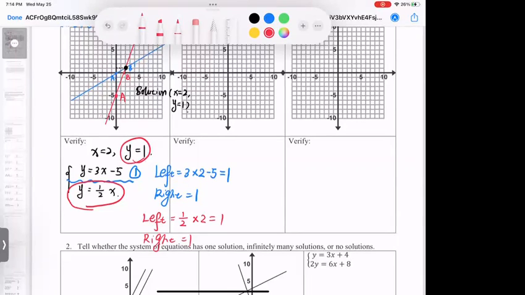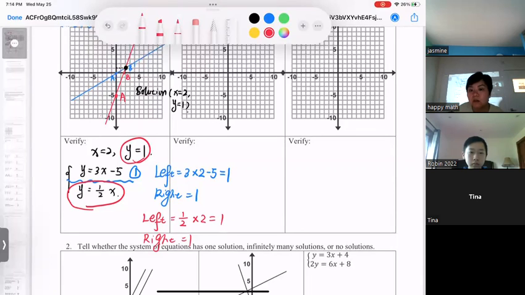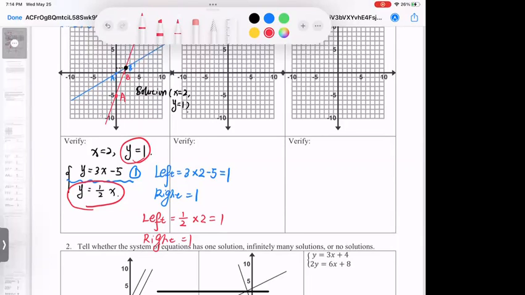Okay, so does everyone here understand? Robin, do you have any question? Jasmine, yes or no? If there are no questions, let's start and give an example for question 2.